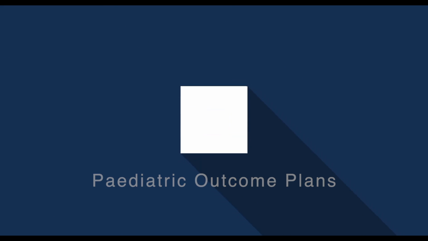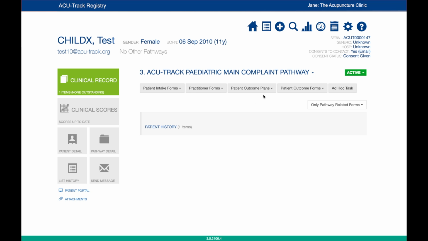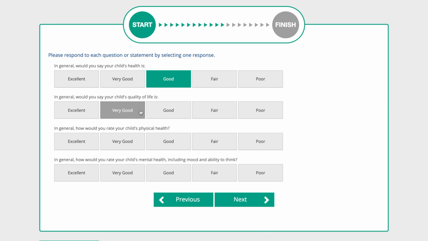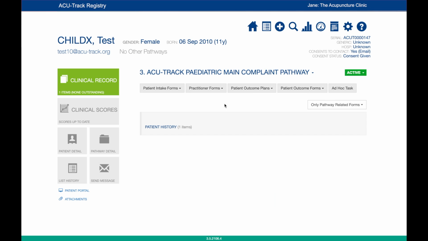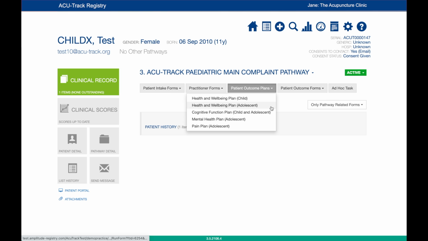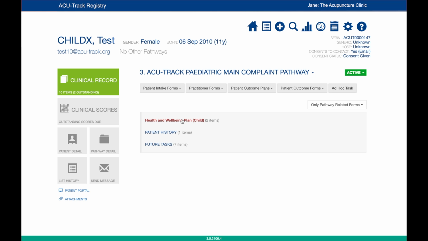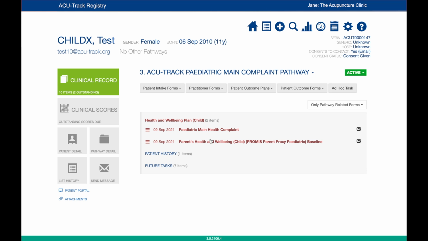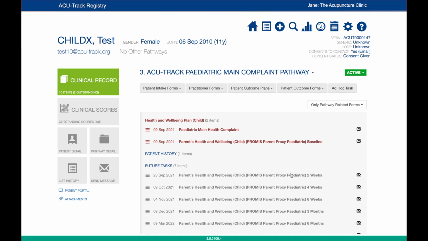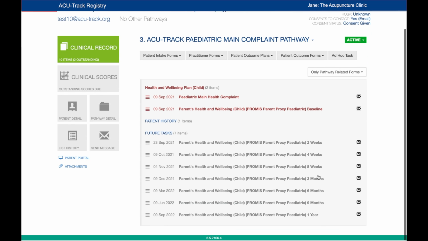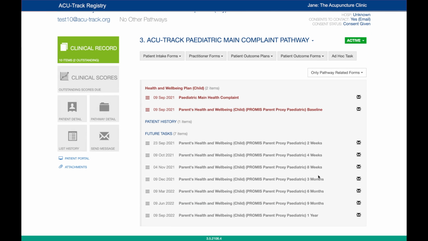The pediatric pathways contain a set of patient outcomes plans that are specifically designed for monitoring outcomes of children and adolescent patients. You will see these patient outcome plans in the drop-down button in each patient's clinical record underneath the pathway name. Once initiated, these plans will open a baseline questionnaire form immediately and automatically send all follow-up questionnaires to the patient by email at predefined time points of 2 weeks, 4 weeks, 8 weeks, 12 weeks, 6 months, 9 months, and 1 year.